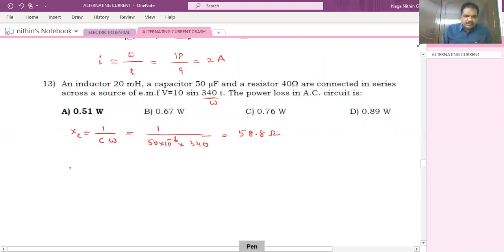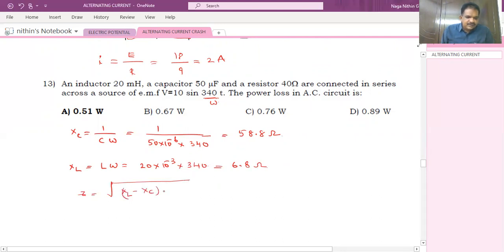XL value is equal to L omega. L value will be 20 millihenry. Omega value will be 340. If we calculate this one, this is 6.8 ohms.